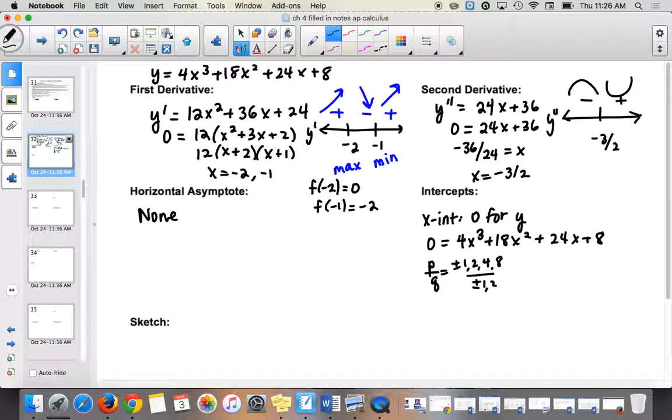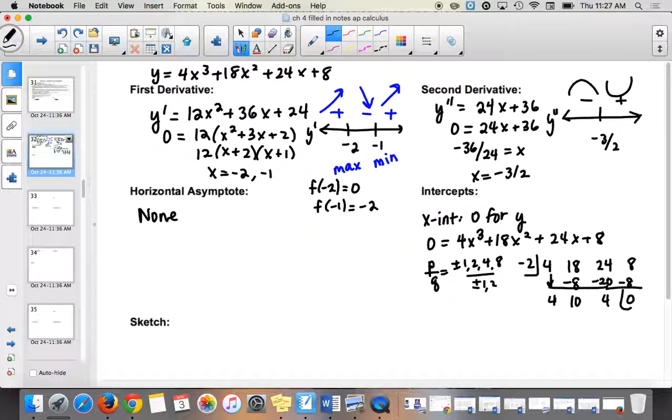Negative 1. Negative 1 doesn't work. I already did it. Negative 2. Let's try it. So we get 4, and we could also pull out a 2, right? That would make it fewer choices. But if I have 4 and then 18, 24, and 8, and I drop the 4, I have negative 8, 10, negative 20, 4, and negative 8.